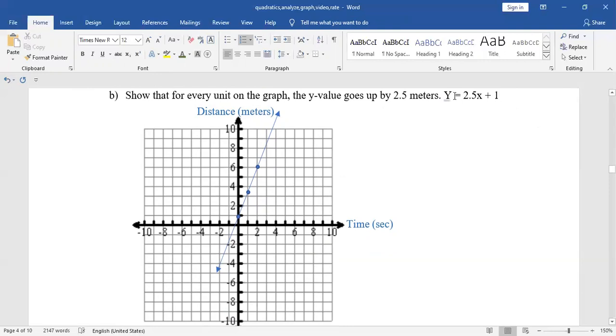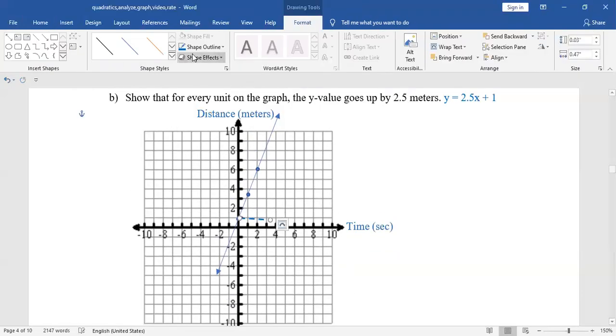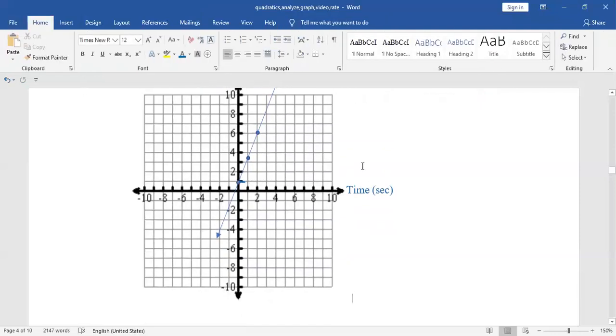So our equation for Mr. Snickerdoodle's distance was y equals 2.5x plus 1. And I'm gonna make that the color of the line-ish, at least close. Okay, for every x unit on the graph, which is time, the y value goes up by 2.5. So I'm just gonna go over 1 unit. So that's 1 x unit over there.